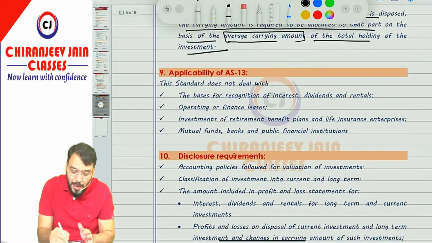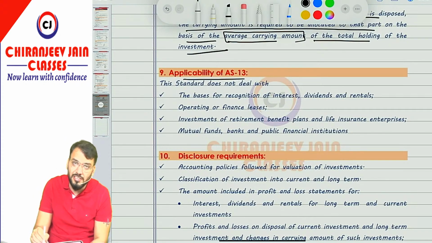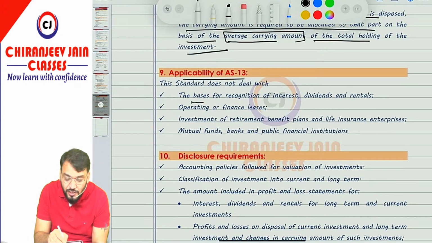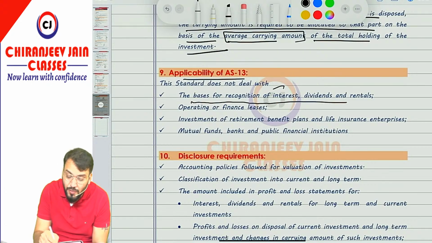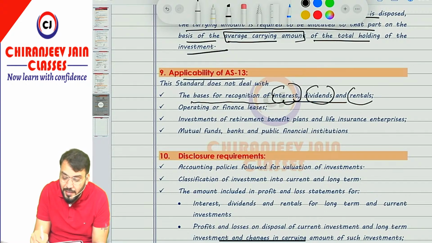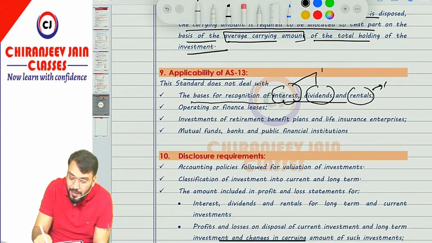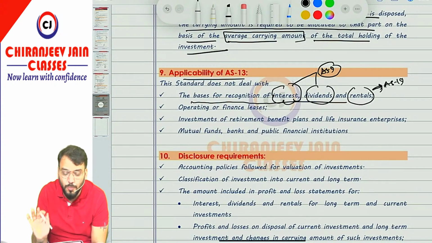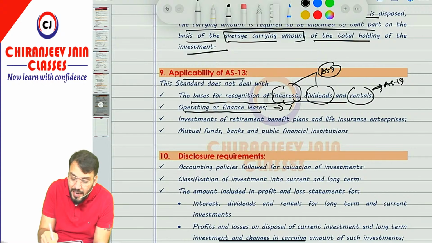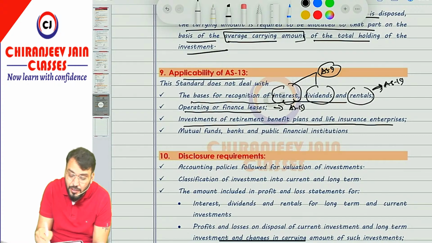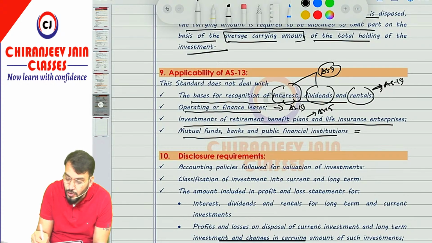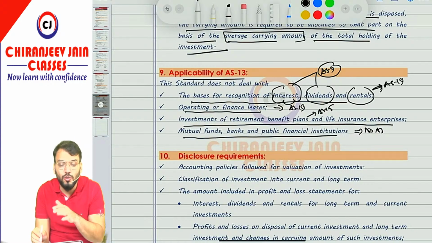Now the applicability of AS 13, that is, the scope of AS 13. This standard deals with whatever we have done, but does not deal with the basis for recognition of interest, dividend and rental income. When to recognize interest income, dividend income and rental income is covered in other standards: interest and dividend are covered under AS 9, and rental income under AS 19. Therefore these are outside the scope of this chapter. Operating and finance leases are covered under AS 19. Investments of retirement benefit plans and life insurance entities are covered under AS 15. For mutual funds, banks and public financial institutions, there is no accounting standard till now, so these are outside the scope of this chapter.